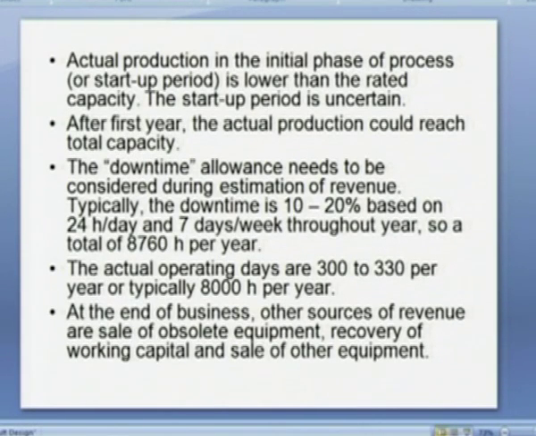The actual production in the initial phase of the process, the startup period, is lower than the rated capacity. The startup period is also uncertain. After 1 year, the actual production should reach full capacity, but usually it takes about 2 to 3 years for the plant to become fully functional. The downtime allowance needs to be considered during the estimation of revenue. Typically, the downtime is 10 to 20% based on a 24-hour day and 7 days a week throughout the year, so a total of 8760 hours. The actual operating days are 300 to 330 per year, or 8000 hours per year.